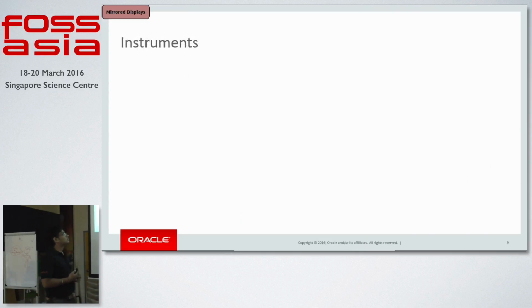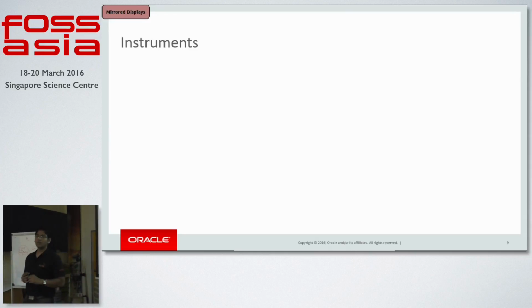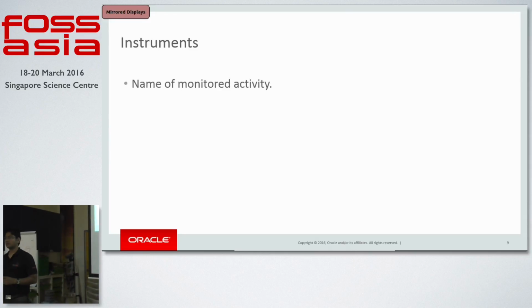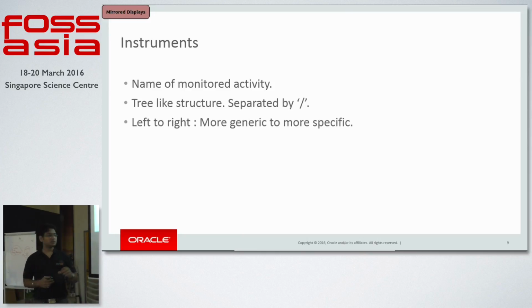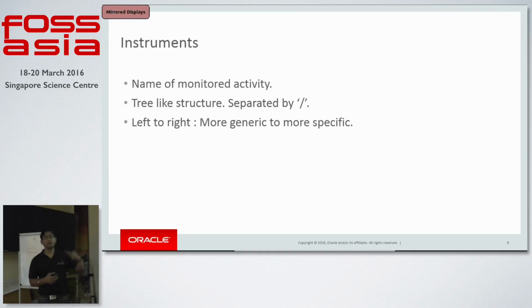Instruments and instrumentation. Let's understand this. When the MySQL server is running, there are a lot of activities happening behind the scenes. All those activities which we monitor in performance schema, we have given them a specific name. That name is called an instrument. So an instrument is the name of a monitored activity. This is a tree-like structure in which the different parts are separated by a slash, and as you move from left to right, you move from more generic to more specific parts.